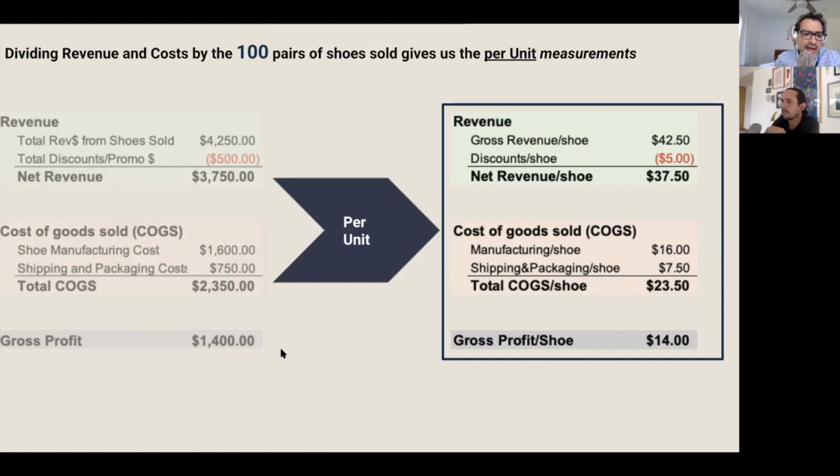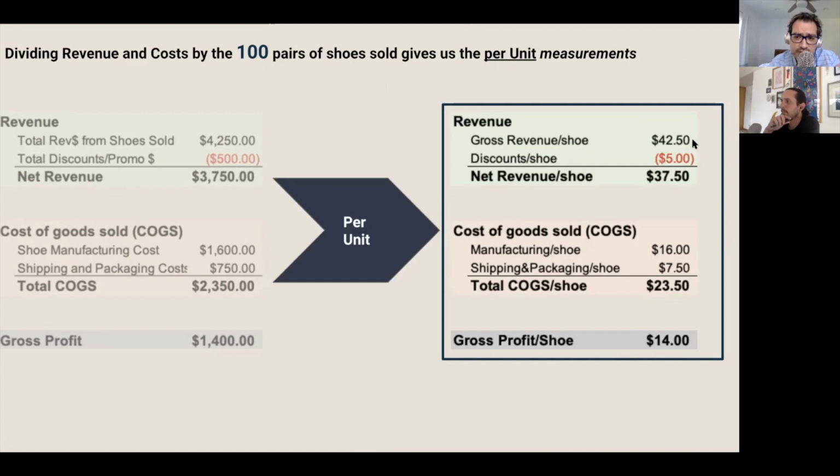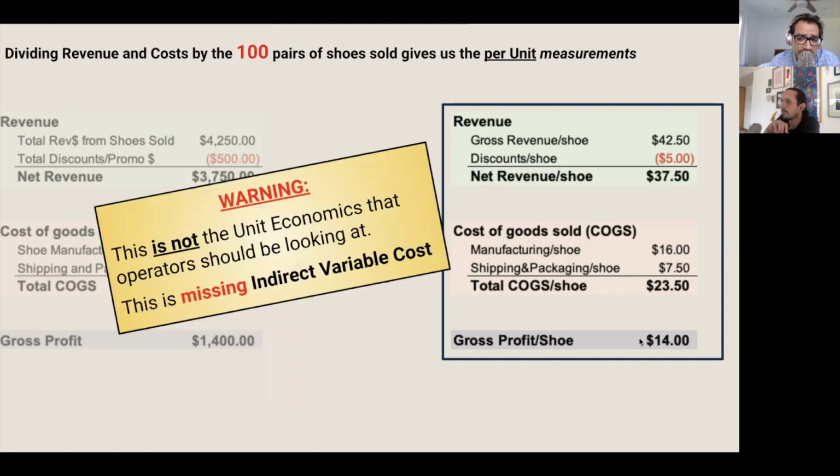Now we're looking at what happens when we take these revenues and costs and divide them by the 100 pairs of shoes sold. Remember, we said unit economics is solving this down to the per unit measurement. We did very easy math, 100 pairs of shoes, so everything is divided by 100, and now you can see it means the average shoe is priced at $42.50, but they give blended discounts of $5, so they're selling them for $37.50. After these costs of goods sold, which are $23.50 per order, they end up making $14 per shoe. But as you see, this is not the unit economics that the operators should be looking at.